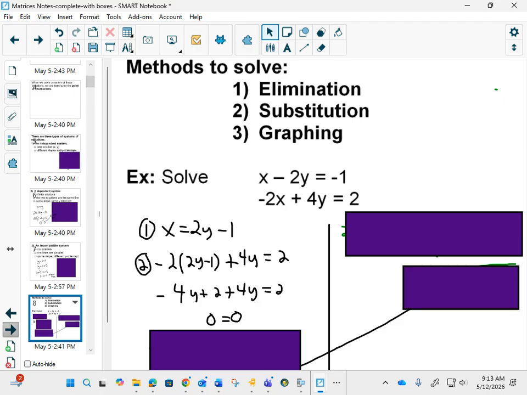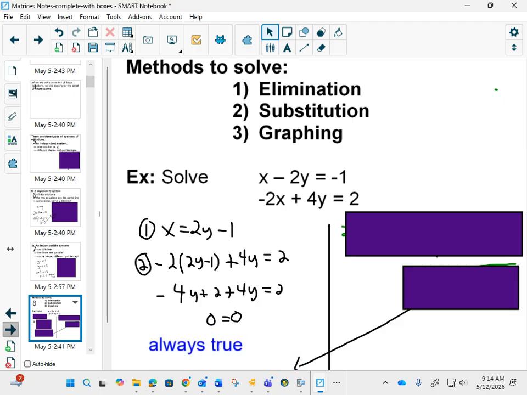Because I've seen students who have to do some work to get x by itself. It's not easy, right? This one was pretty easy, just had to move the 2y over. But then they accidentally took that x and substituted it back into the same equation. And if you take the same equation and plug it into the same equation, does it make sense that you would have an infinite amount of solutions? They're the same line. So with substitution, we have to make sure that we're substituting into the other equation. And this one happens to be 0 equals 0 anyways, which is always true.